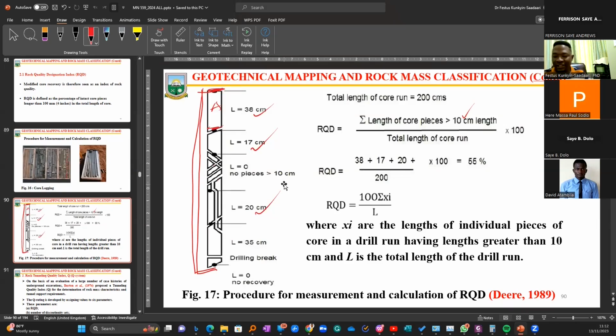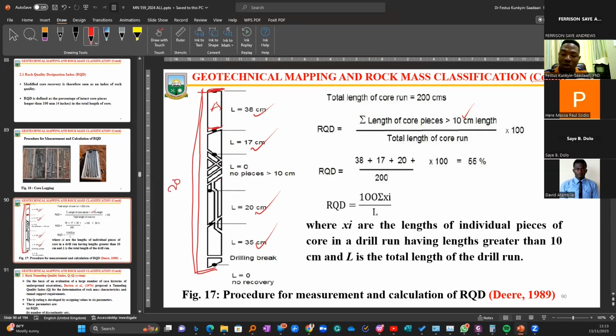Then I have another 35. So to determine the strength of this rock, the quality index of this rock, I will sum all those portions of the rock that were ticked as good and then divide it by the entire length of the core.